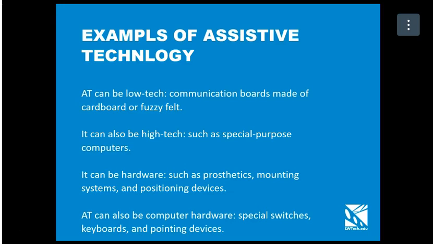Some examples of assistive technology can be low-tech, such as communication boards made of cardboard or fuzzy felt. It can also be high-tech, such as special purpose computers. It can be hardware, such as prosthetics, mounting systems, and positioning devices. Assistive technology can also be computer hardware, such as special switches, keyboards, and pointing devices.